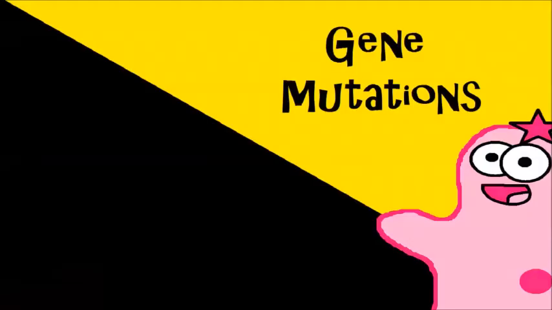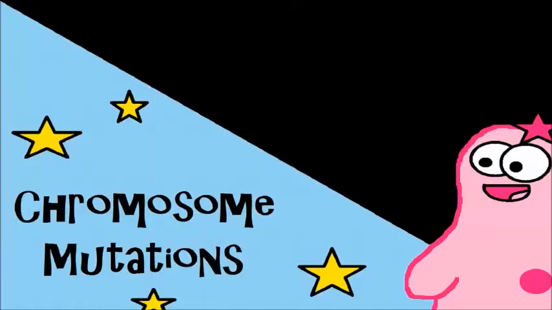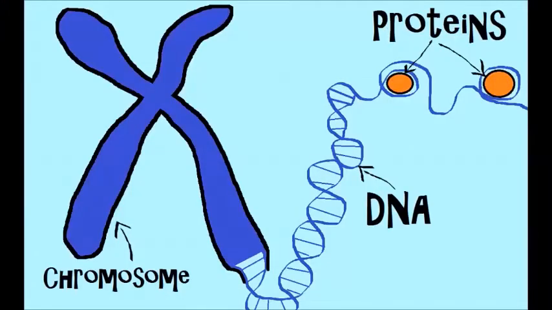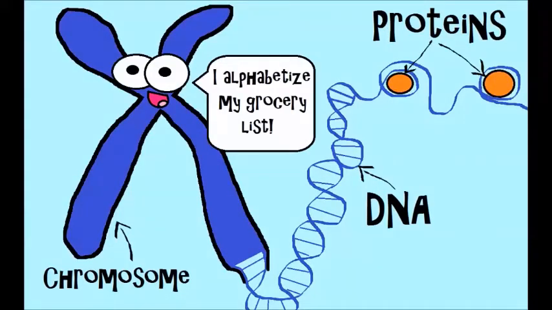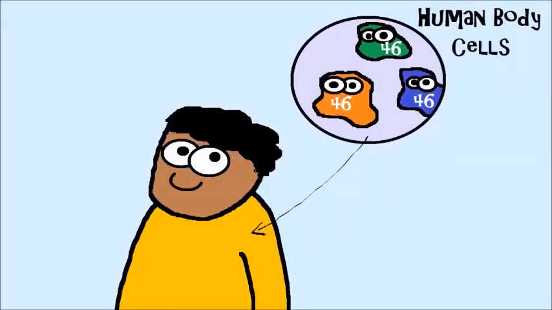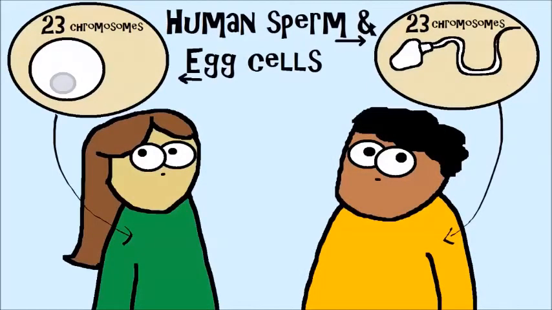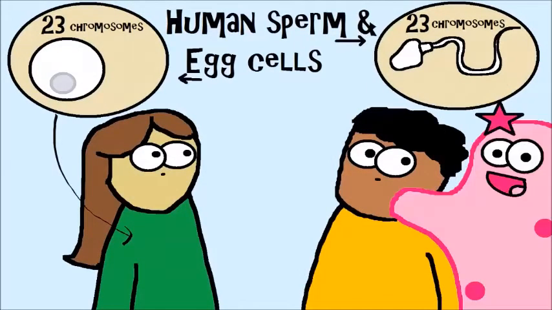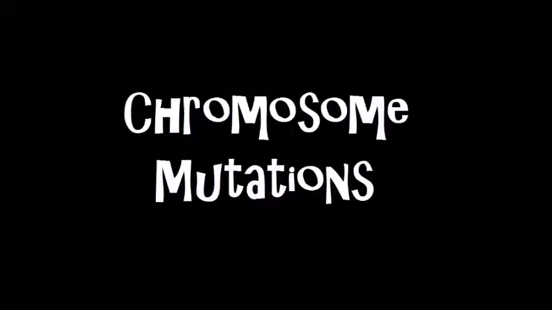Now, these were all types of gene mutations, but we also have something called chromosome mutations. Remember that chromosomes are made up of DNA and protein. They're highly organized, and they have a lot of genes on them. So all of the body cells in your body have 46 chromosomes. Human sperm and egg cells have 23 chromosomes. Well, changes can occur at that large chromosome scale too. So let's talk about these chromosome mutations.